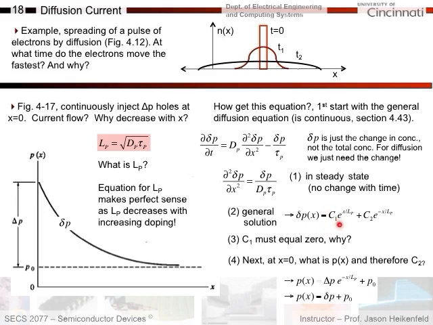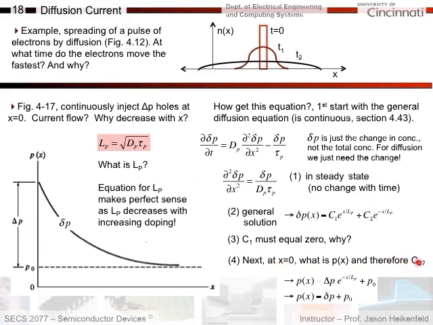The next thing I can do is I can say, well, what's C2? Well, I have a boundary condition here. I said that at x equals 0, my excess was delta p, right? I started that as a defining boundary condition for this differential equation setup. And so at x equals 0, my concentration has to be equal to delta p. So if I'm at x equals 0 then, okay, this goes to 1. So if this is 1 and my excess is delta p, then my excess must be equal to C2, and C2 must equal delta p.